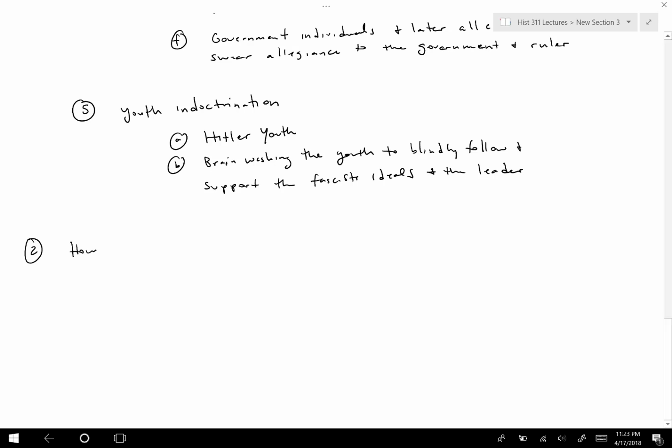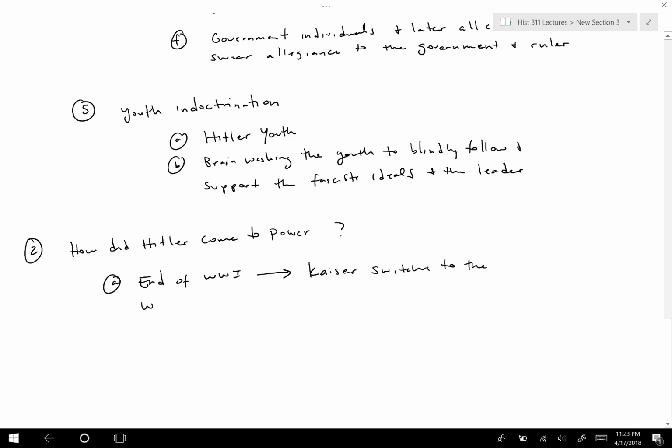So, how did Hitler come to power? What you have at the end of World War One is the Kaiser, who was in charge before, abdicates. The Kaiser was essentially king, right? So at the end of World War One, the Kaiser abdicates, and instead it transitions to a Weimar Republic, which then leads the surrender of Germany in World War One.